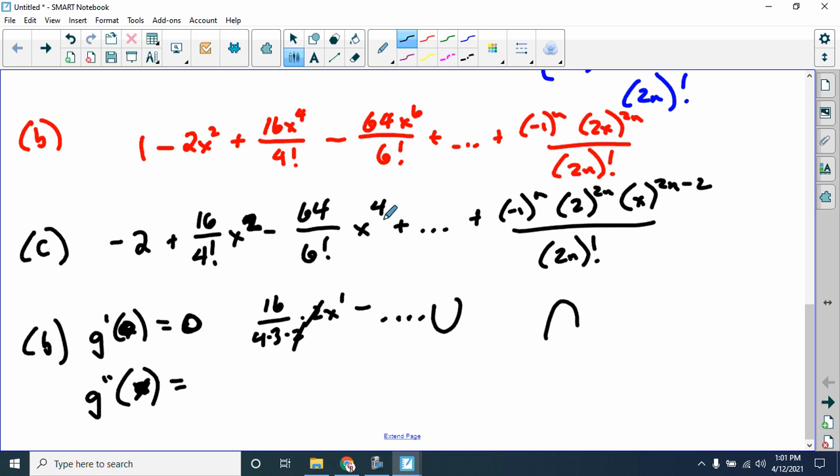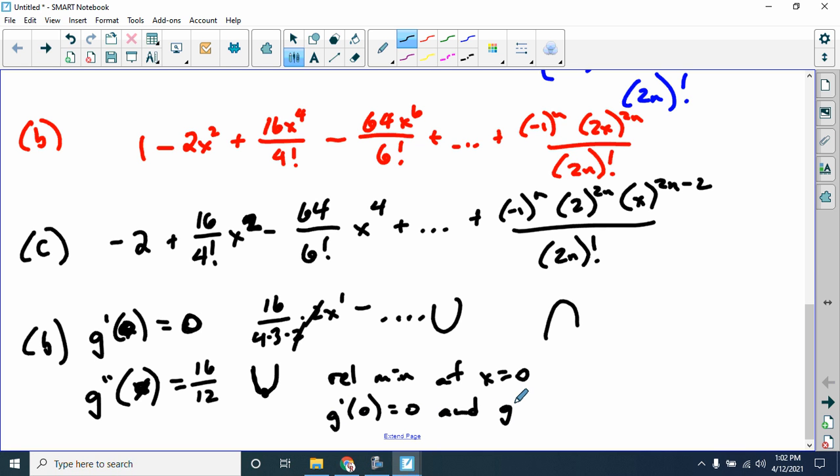Notice the rest of these, when I take the second derivative, I'm going to get 0 if I plug in 0 for x, because the first derivative is going to have x to the third, and the second derivative is going to have x to the second. So if I do this again, I move the 1 out front, subtract 1 from the exponent. The derivative is just 16 over 12, which is indeed a positive number, telling me that we are concave up, telling me we have a relative minimum. Justify your answer, I would state that g prime is equal to 0 and g double prime is positive.